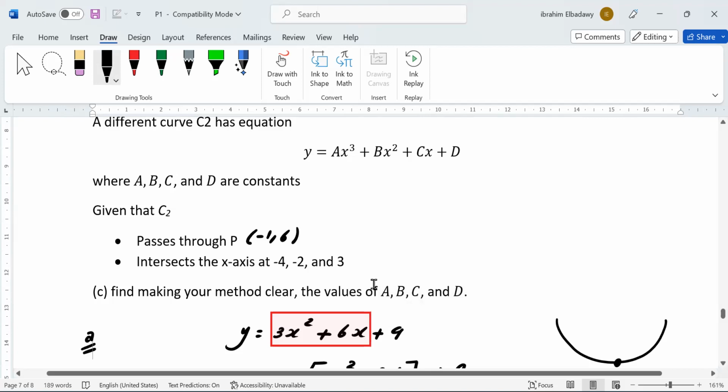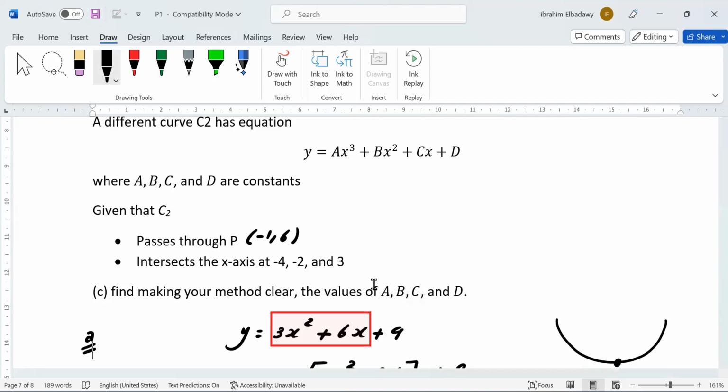Actually, you can use whatever we did in question number 1. How can you get the equation of a cubic equation? Actually, you have to start with the x-intercepts: negative 4, negative 2, 3, which means roots. Then get the factors. After getting the factors, you have to simplify. After simplification, you have to make a check.